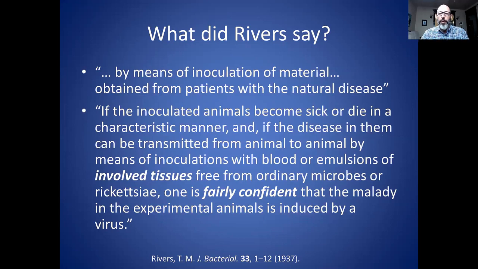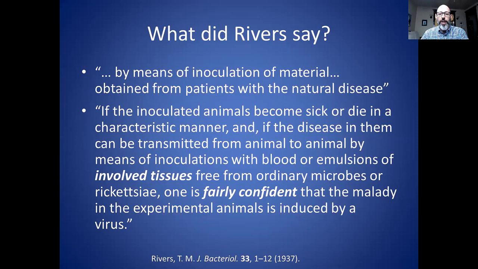He also said something very important about how you prove the criterion where you put the isolated virus into a healthy person and cause the same disease. And what he said is, by means of inoculation of material obtained from patients with the natural disease. Okay, so not something made in a laboratory, but from another patient with the natural disease. That's very important. He also said if the inoculated animals become sick or die in a characteristic manner, which means having the same symptoms as the original disease, and if the disease in them can be transmitted from animal to animal by means of inoculations with blood or emulsions of involved tissue, free from ordinary microbes or rickettsia. So in other words, give them a bodily fluid that has been filtered so that there are no other organisms in it that can confuse the issue. It has to be purified.